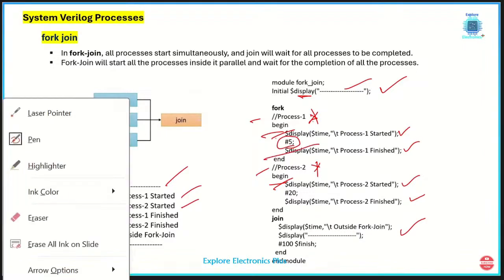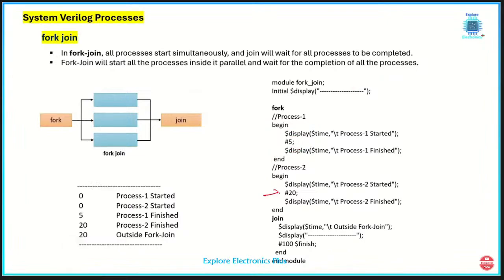But the second process is also executing in parallel, but it will have a 20 time minute delay. So after 5 time minutes, this line of code will execute. The first process will get finished. And even after that finish, we are not printing this value. Why? Because we have join here.